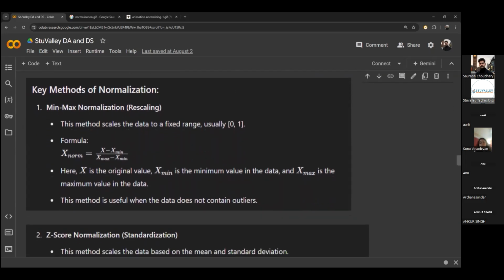Key methods of normalization, like how we can achieve this. So min max is one kind of way which we can do, that is called rescaling. It scales the data to a fixed range like 0, 1. For example, the formula is given here: x minus x minimum. You should know from your data what your minimum and maximum are. Okay, you should know your data.